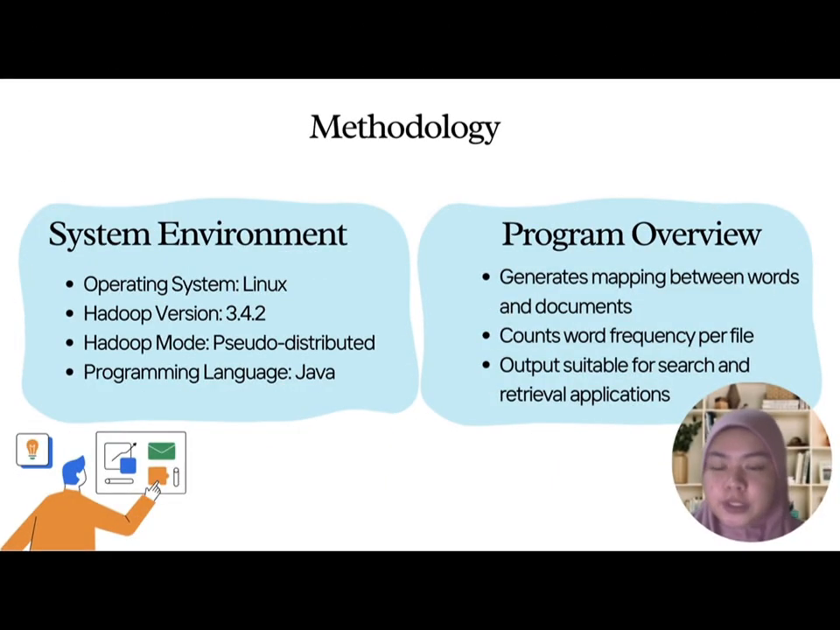For the methodology, the system was implemented in a Linux environment using Hadoop version 3.4.2, running in pseudo-distributed mode. The program was developed in Java. The inverted index program maps each word to the document in which it appears and counts the frequency of each word per file. The final output is structured to support efficient search and text retrieval applications.